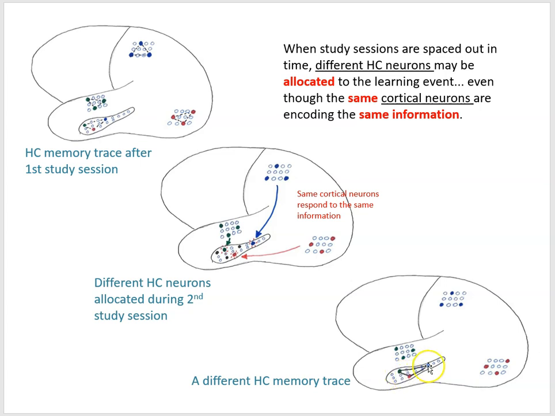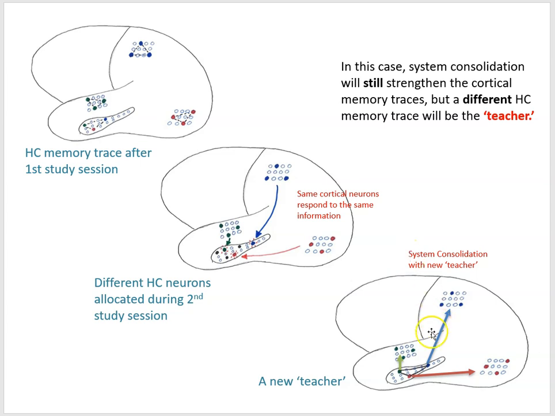So here we see, notice these 3 hippocampal neurons down here are different than the original 3 for the first study session. Now, the idea is that we're still activating lots of the same cortical neurons, but we're simply linking them together in the hippocampus with a different set of hippocampal neurons. And that's okay, because when the brain undergoes system consolidation, it's just a new teacher that is going to be strengthening the very same cortical memory traces that encode the information that we've been studying on 2 occasions.